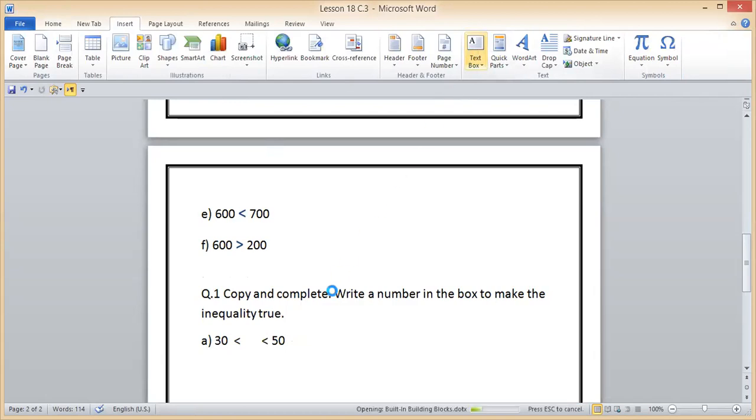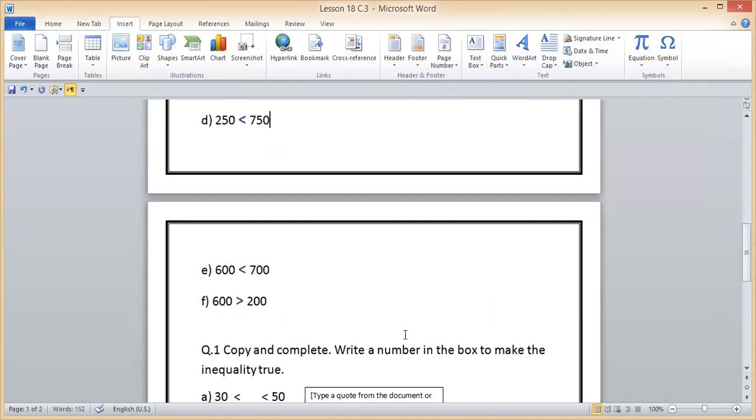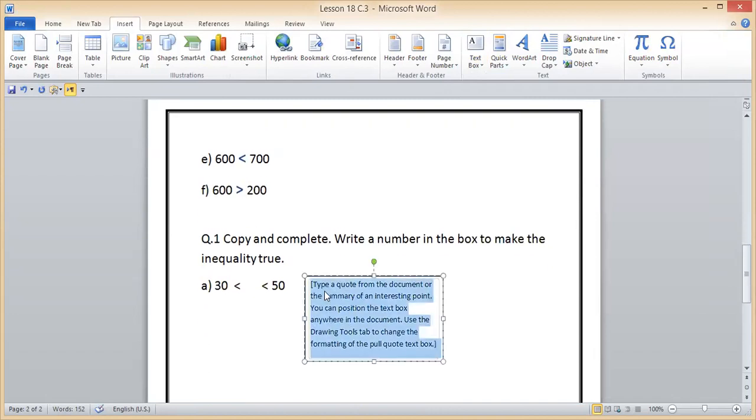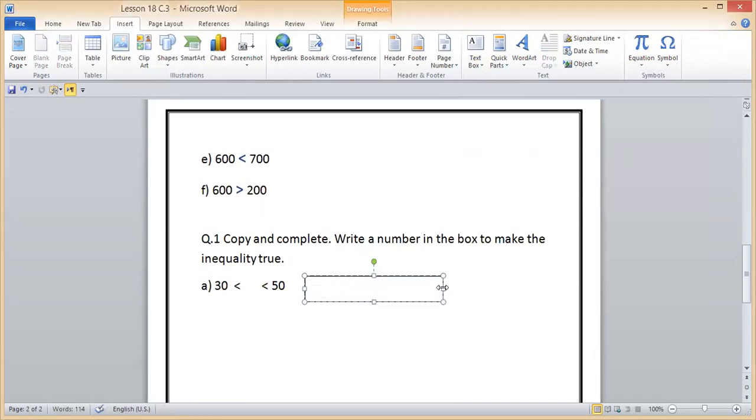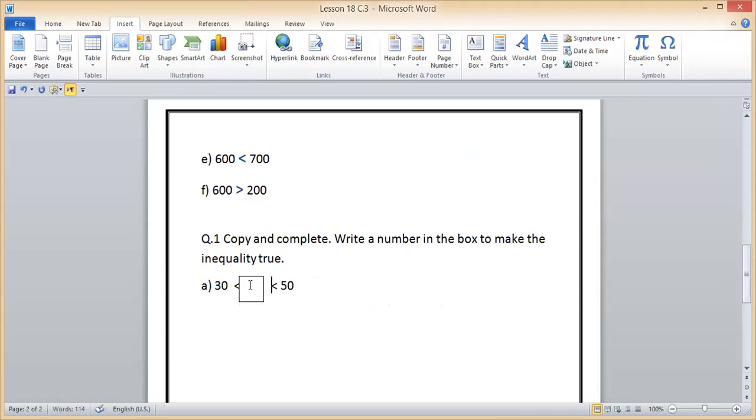So I'm going to put a text box here, guys. It will be 70 and 100.